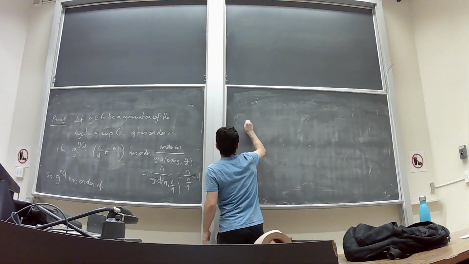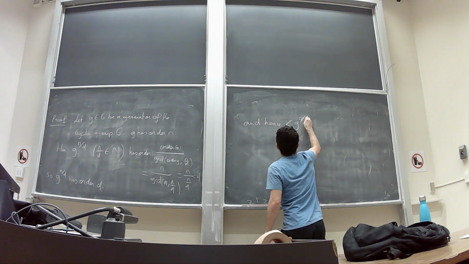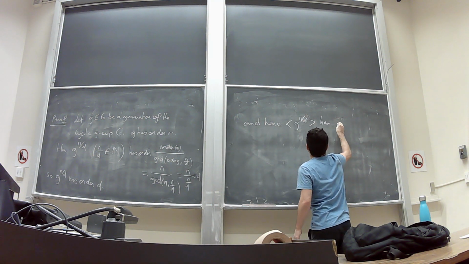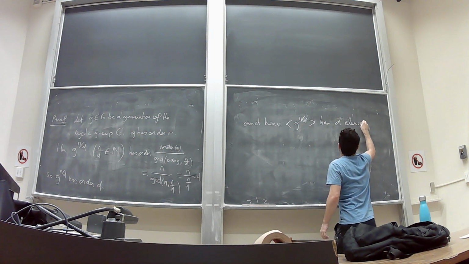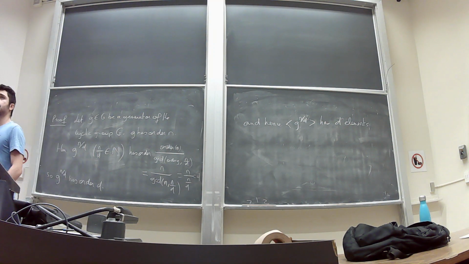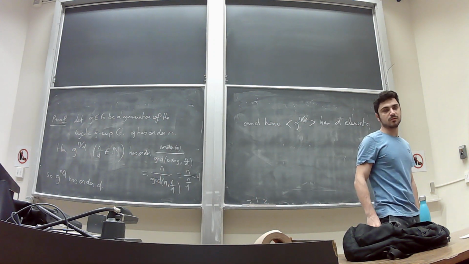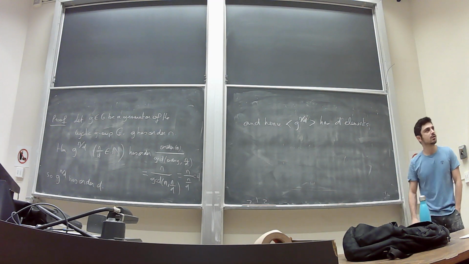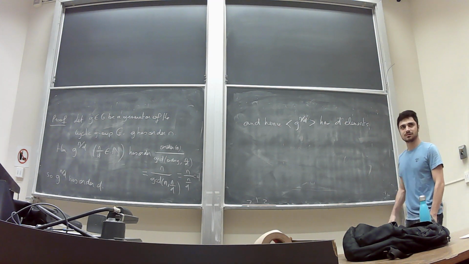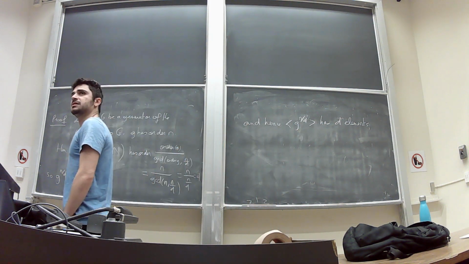And hence the subgroup generated by g to the n over d has d elements. Okay? Are we good? Great. Now I need to prove that this is the unique subgroup of order d. It's not very much more difficult, but let's see.